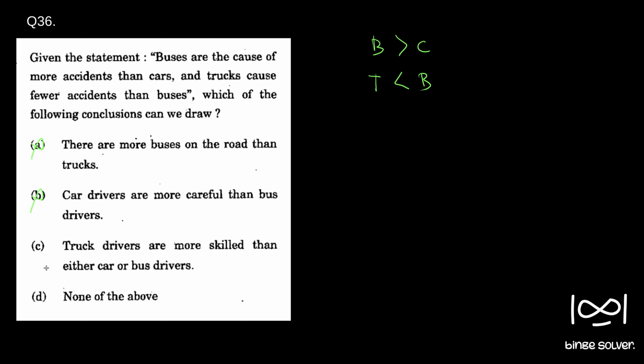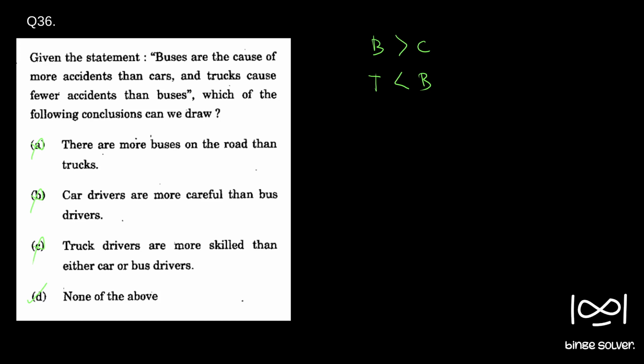Truck drivers are more skilled than either car or bus drivers. Similarly, we cannot draw any conclusion like that. So we'll go with D, none of the above, as the answer. The conclusion should come from the given statement, not from some other information you know. So from the given statements, we cannot draw any of the three conclusions. So D, none of the above, is the answer. Solution to question 36 is D.